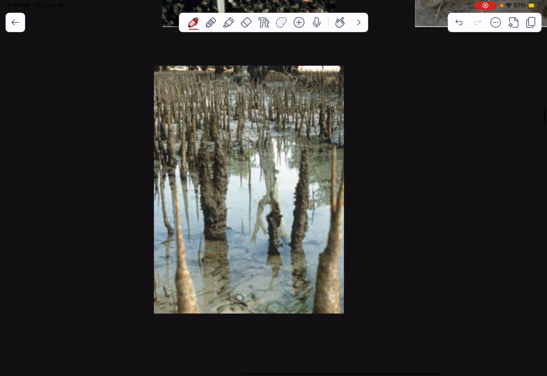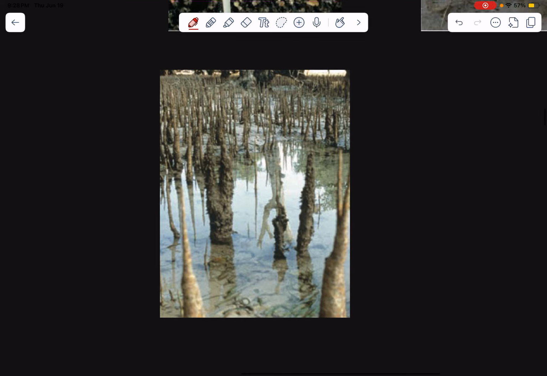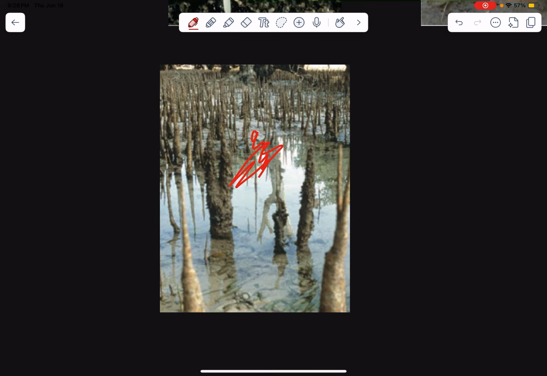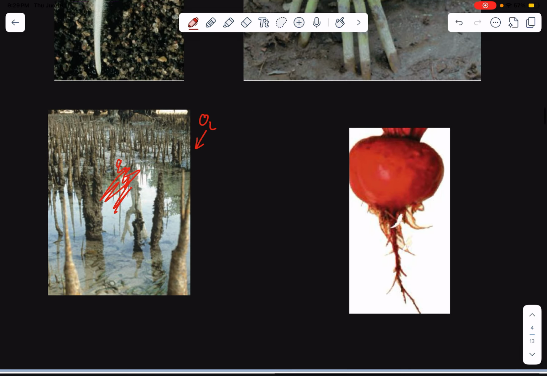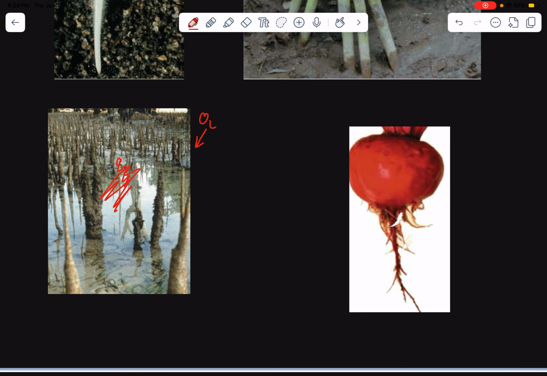In this mangrove, you can see that the roots are growing above the mud. They are shaded in here. They're going above the mud, and that's going to help them absorb more O2 from the swamp surroundings. And then finally, in this beet, the taproot has been modified to store energy and food.